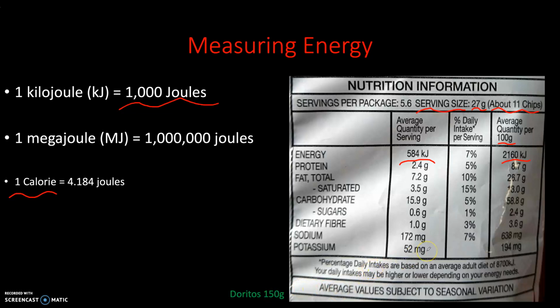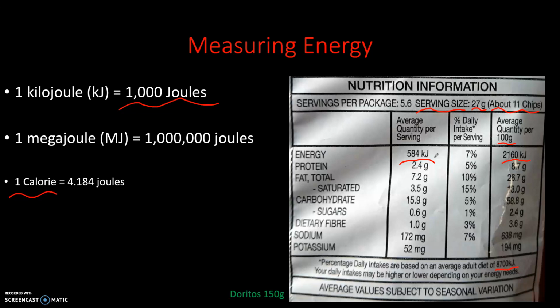Can you imagine eating the whole packet? I mean, an adult daily diet only allows for about 8,700 kilojoules. So just 1 packet of chips is a massive hit to your daily allowance. So yeah, next time you're eating a packaged food, take notice of the serving size and the energy that comes with that serving size.